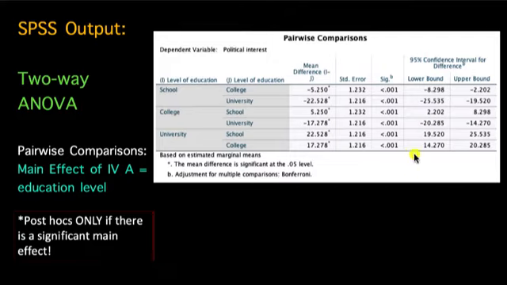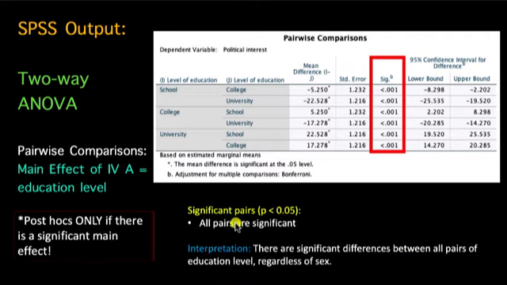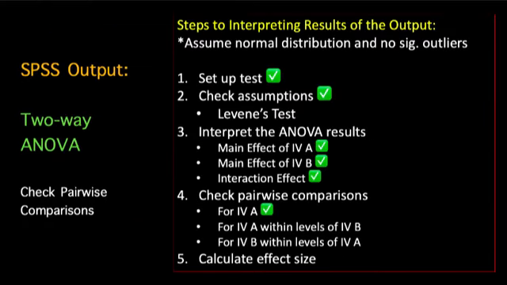Okay. All right. So based on this table, we have our p-value column, or our sig column, and we can note that the significant pairs are all of them, right? So all pairs are significant. School is significantly different from college, school is significantly different from university, and college is significantly different from university. A shortcut is just to say all pairs are significant, right? And the interpretation would then be there are significant differences between all pairs of education level regardless of sex. Okay. So that takes care of our first set of pairwise comparisons.